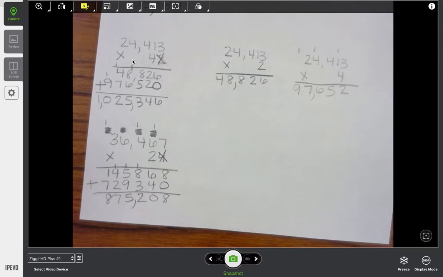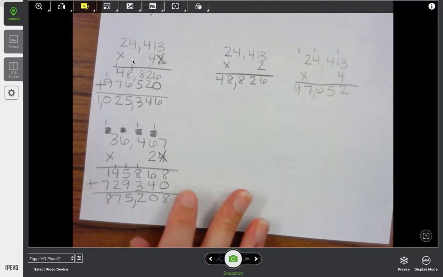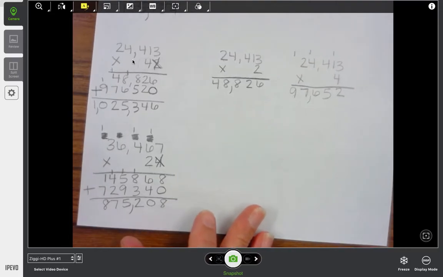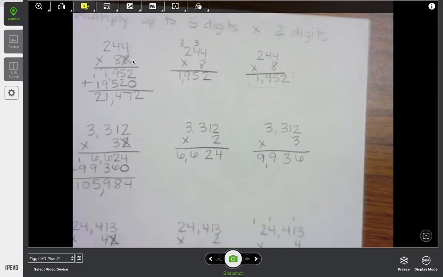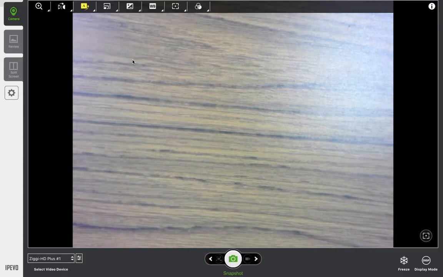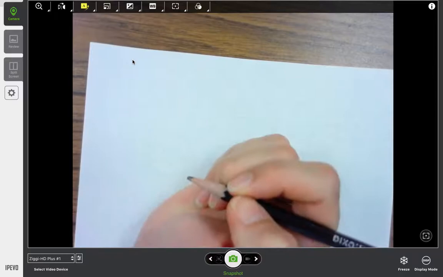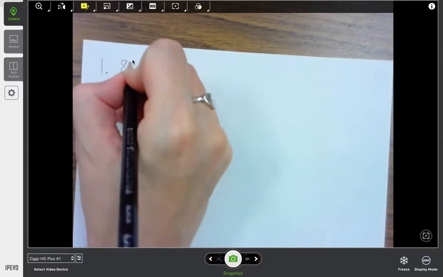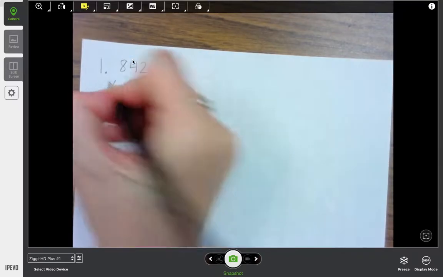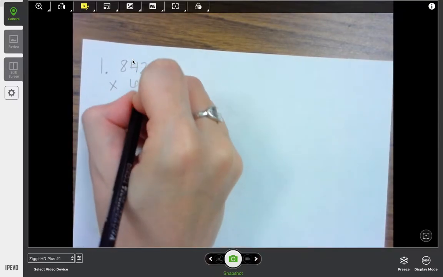Now, I have some practice problems that I want you to do, so you need to get a separate sheet of notebook paper, okay, a separate sheet. Please don't do it on this note sheet. This is going to go in your notebook. So on a separate sheet of paper, I want you to do some practice, and we will check these tomorrow. So number 1, I want you to do 842 times 64.